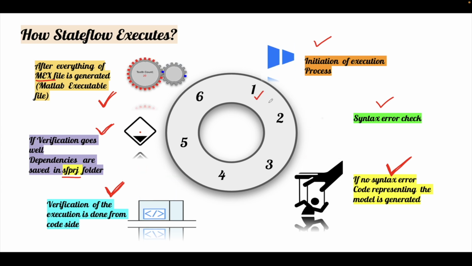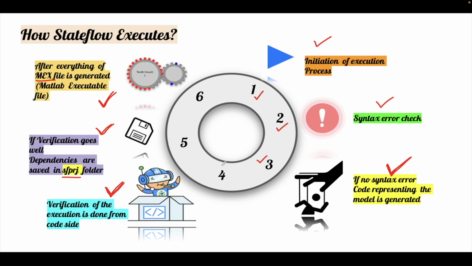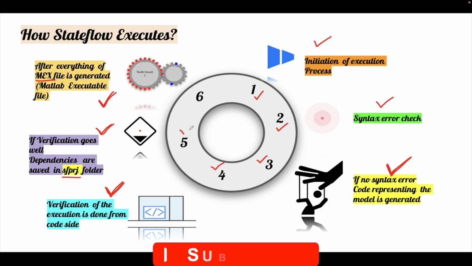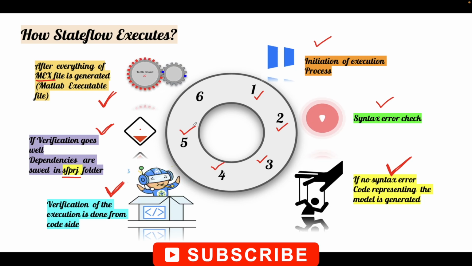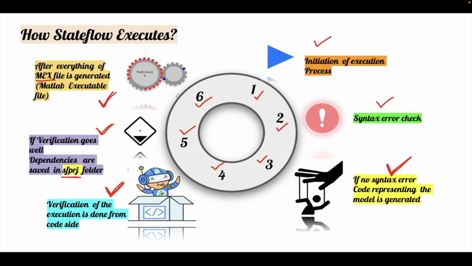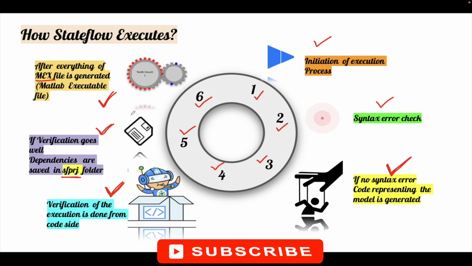First is the initialization, next is the syntax error check, then the model code generation, where the code is generated, then the code is verified, and then the project dependencies get created and the files are saved in the project folder, which is sfprj, and at the end a mex file will be generated which will be executing the whole simulation. This is how stateflow executes in a stateflow environment with these 6 steps.